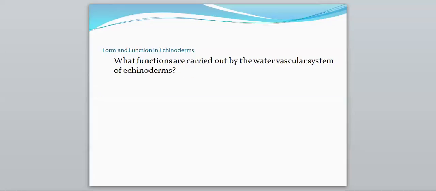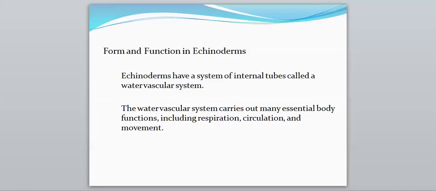I mentioned earlier the water vascular system, an important characteristic found just in this group. So we're going to look at what functions it carries out to help them survive. Echinoderms have a system of internal tubes called the water vascular system, and this system carries out many essential body functions, including respiration, circulation, and movement. So they depend heavily on this water vascular system for their survival.